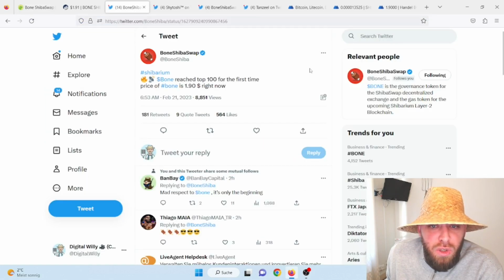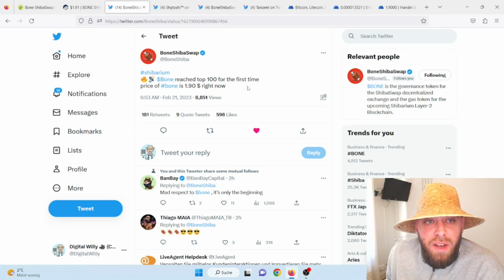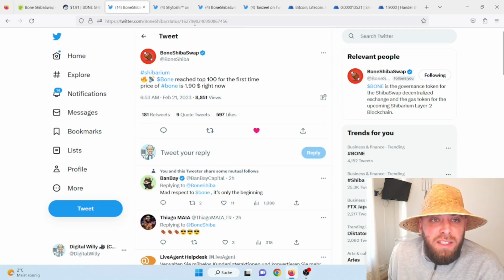With this, let's mention shortly a tweet of ShibaSwap. It says, hashtag Shibarium, Bon reached the top 100 for the first time. Price of Bon is right now at $1.90. And like mentioned, this is just the beginning. We will most likely see the ShibaSwap token at one point under the top 50, when not even 25, and in the best case, even under the top 10 cryptocurrencies in the world.